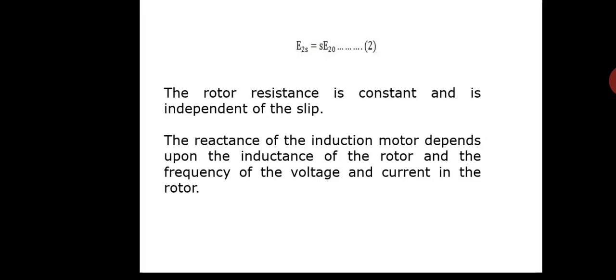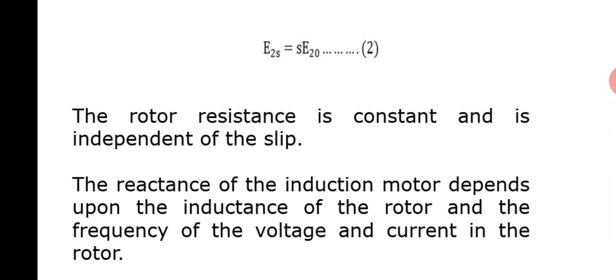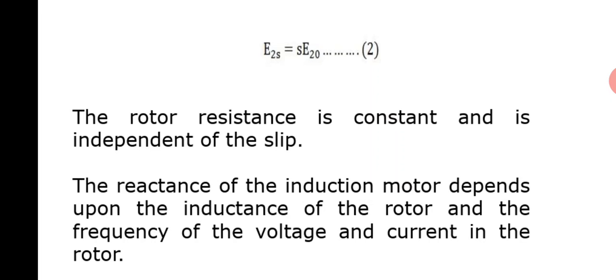Here the induced EMF can be written as E2, which represents the secondary voltage, that is the rotor voltage, which is affected by slip. That can be written as E2 equals S into E2 naught. E2 naught is the standstill voltage, induced from the primary, that is the stator voltage. And the rotor resistance is a constant value, not affected by slip value.